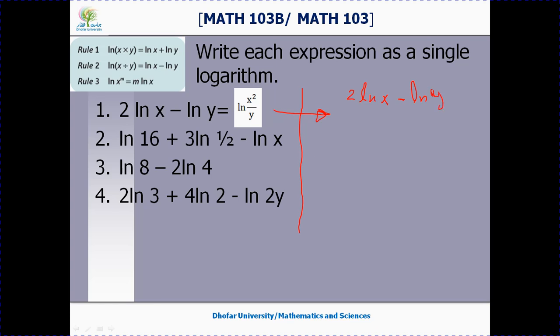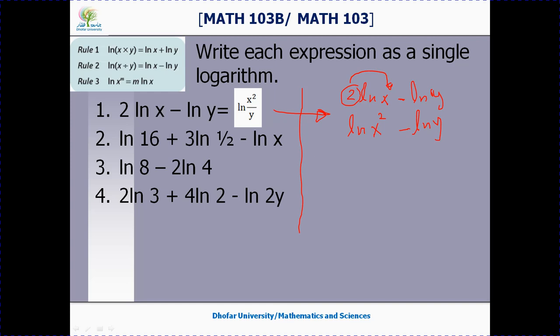First of all, this is a multiple, or the number here, multiple. It will go back to its origin as power. So this will be ln x squared minus ln y. Then after that, this is minus. And we'll go to rule number 2.